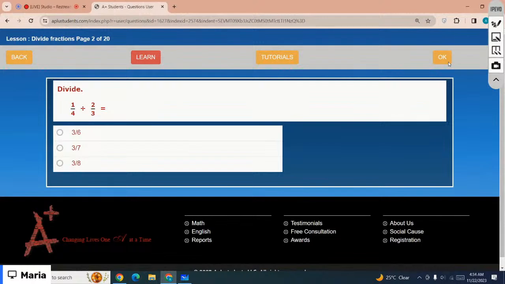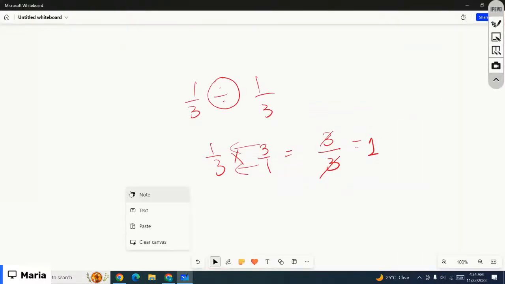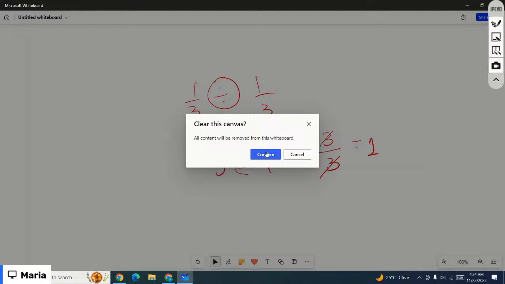1 over 4 divided by 2 over 3, which is the correct option? Okay, 1 over 4 divided by 2 over 3.